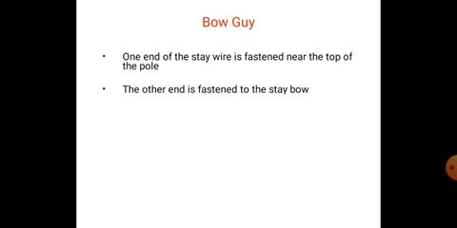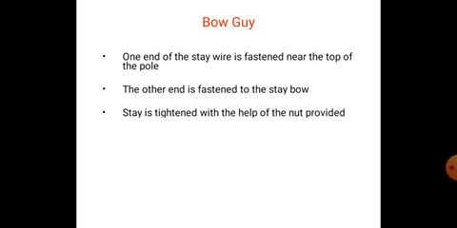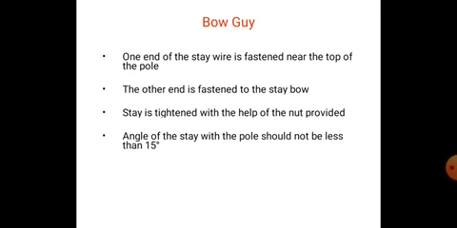Bow guy. One end of the stay wire is fastened near the top of the pole. The other end is fastened with the stay bow, and the stay is tightened with the help of the nut provided. And the angle of the pole should be not less than 15 degrees. Methods of fixing of pole guys: bow guy or fly guy.